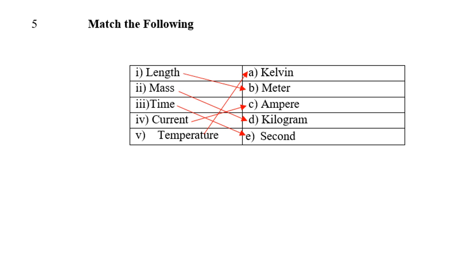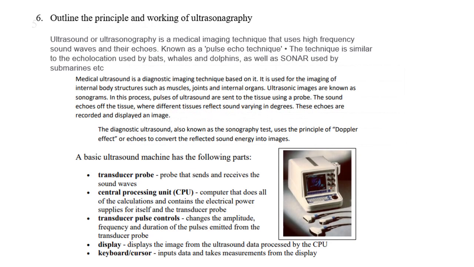Question 5. Match the following. Length, meter. Mass, kilogram. Time, second. Current, ampere. Temperature, Kelvin. Question 6. Outline the principle and working of ultrasonography. The principle of ultrasonography is based on the echo effect. An ultrasound machine consists of a transducer, a computer, and a display monitor.